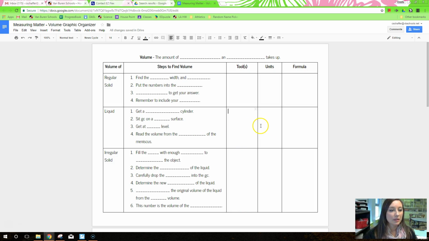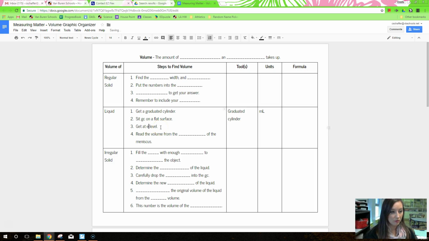So we are going to be using a graduated cylinder for our tool. And we know from the last video that the units we're going to be using for finding the volume of a liquid are milliliters. So our first step here is we want to get a graduated cylinder. And we talked about how we want to always set that graduated cylinder on a flat surface. And then we have to get it eye level.